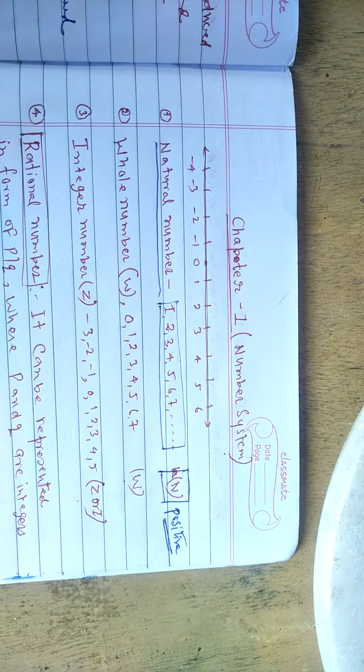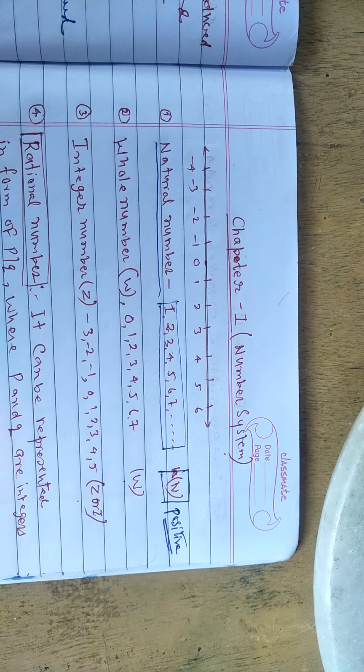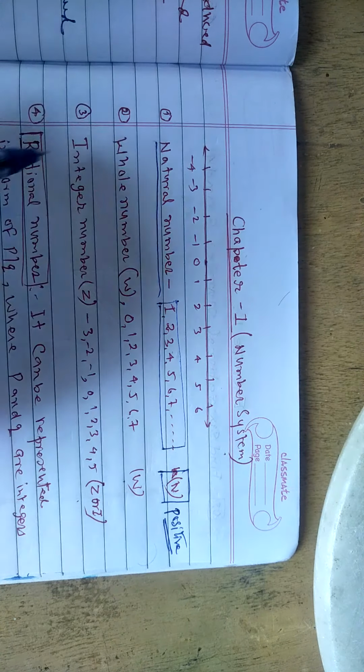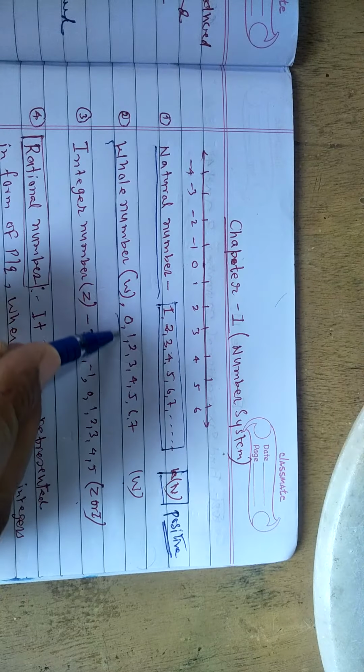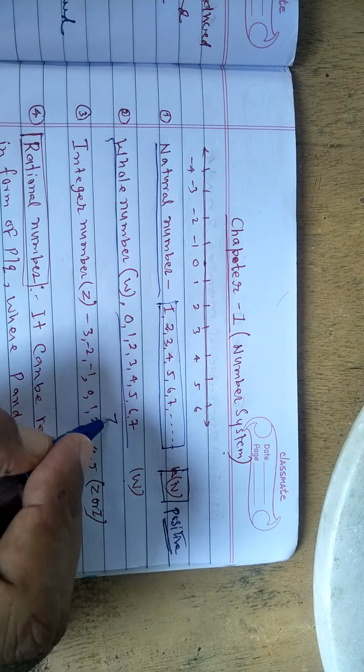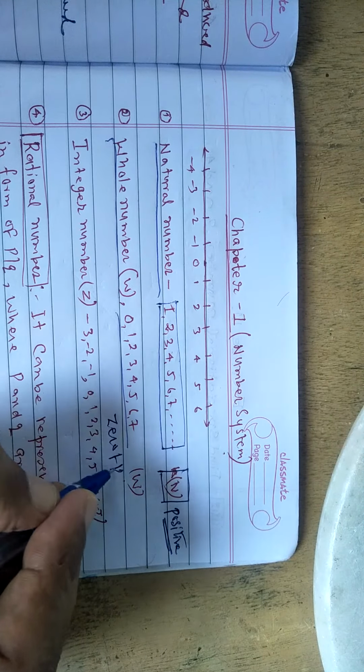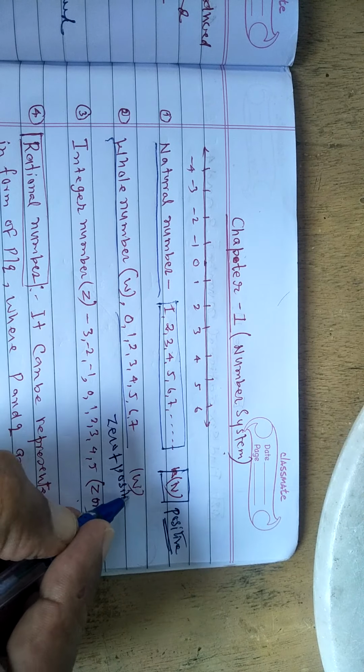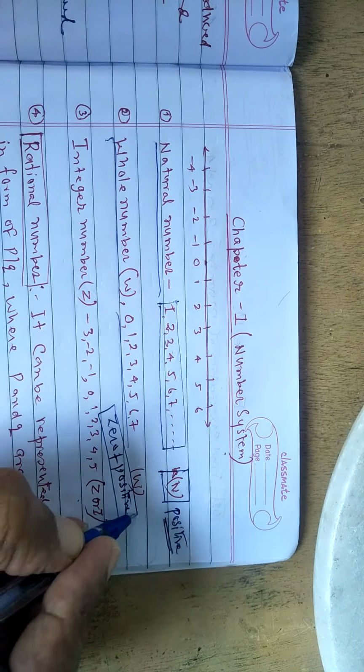After that, 0 was discovered and 0 was included with the natural numbers. When we add 0 to the natural numbers, it becomes the whole numbers. So it is a whole number when we start from 0. It is 0 plus the positive numbers, which is called a whole number and denoted by W.